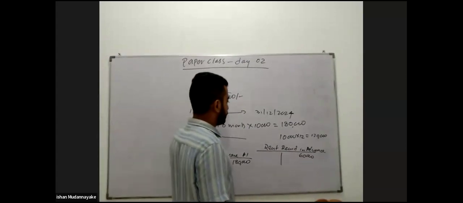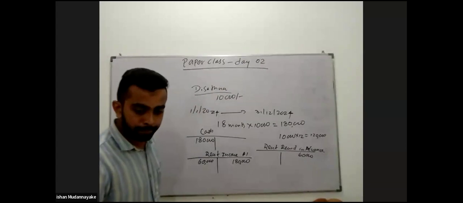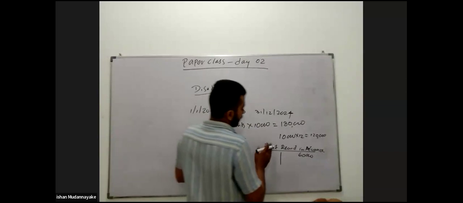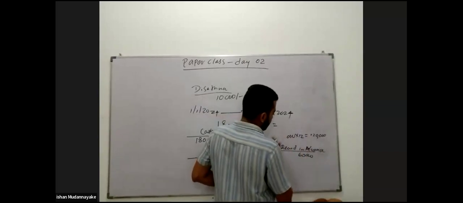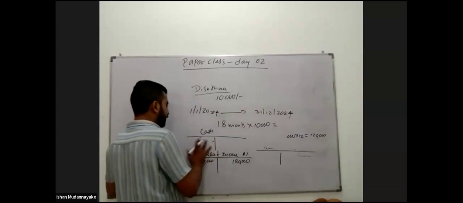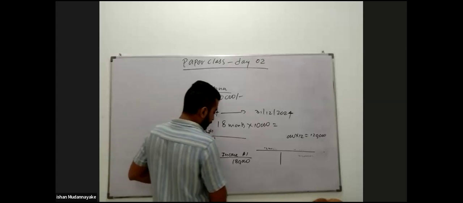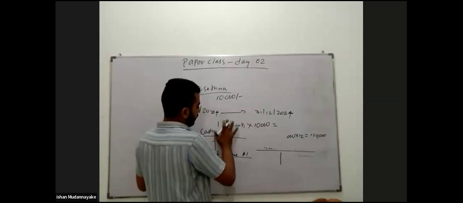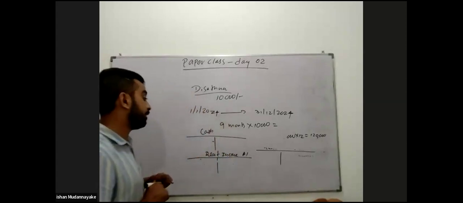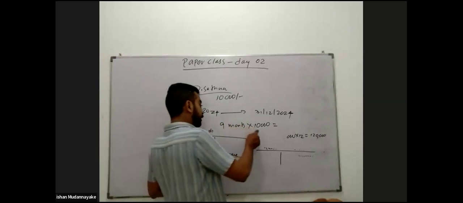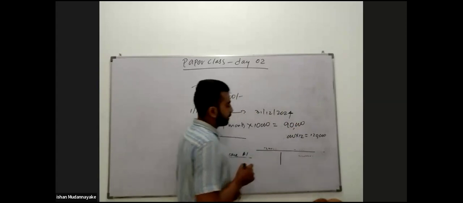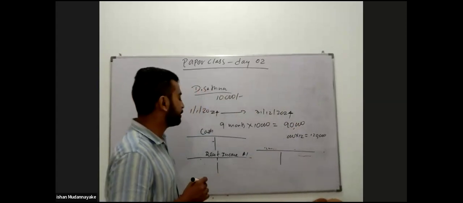Is that clear? Clear, sir. Then let's say another example. Let's say the tenant has paid rent for only 9 months. Then 10,000 into 9 months means 90,000 received amount. Received amount 90,000.